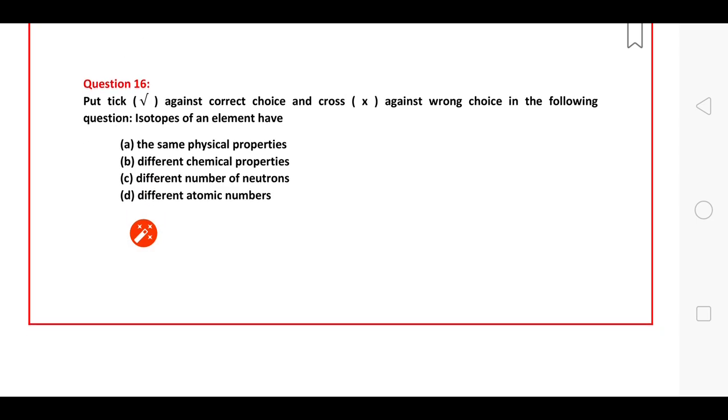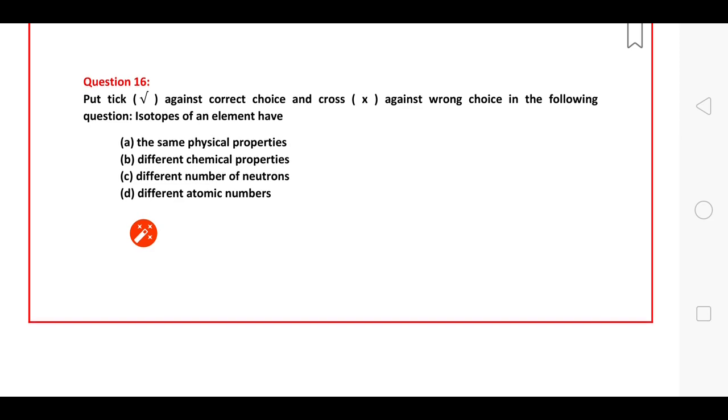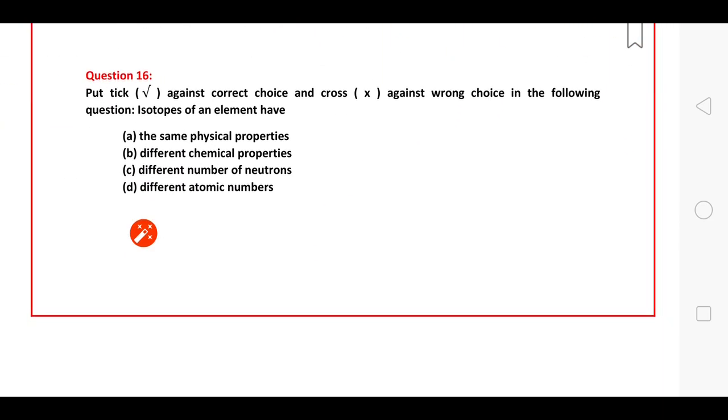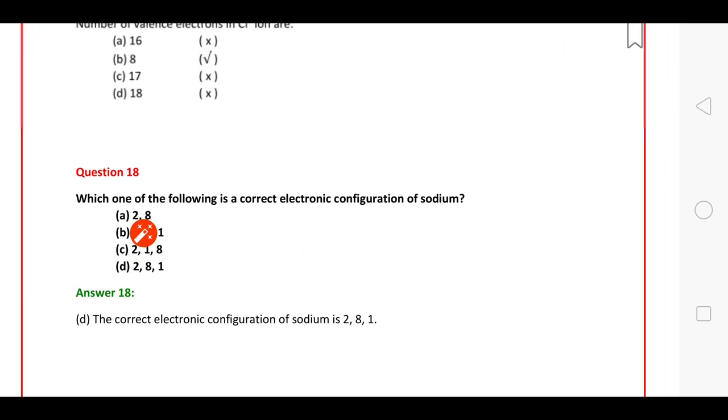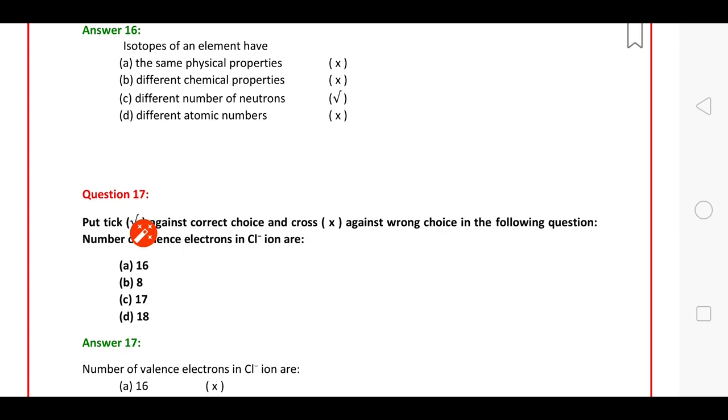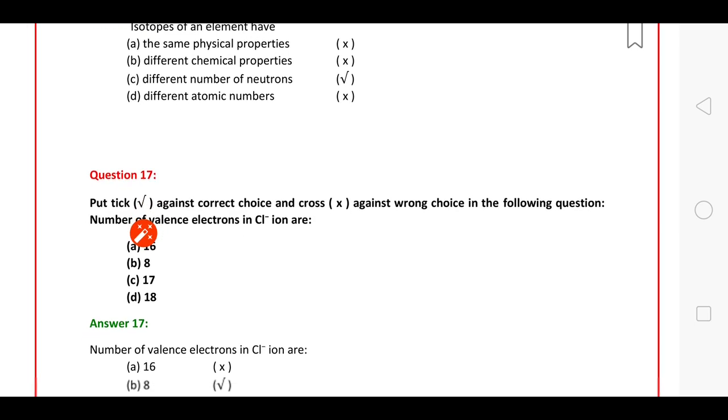Next question is, put a tick against the correct choice and a cross against the wrong choice. And the question is, isotopes of an element have the same physical properties, different chemical properties, different number of neutrons, different atomic numbers. So the isotopes have the same atomic numbers and different masses. And the answer is, isotopes of an element have the same physical properties, wrong, different chemical properties, wrong, different number of neutrons, exactly, right, different atomic numbers, no, they have the same atomic numbers.